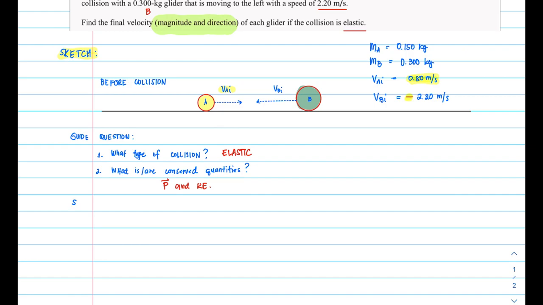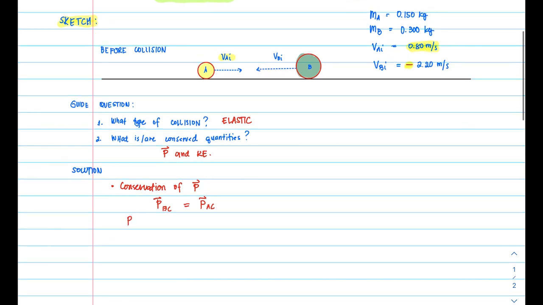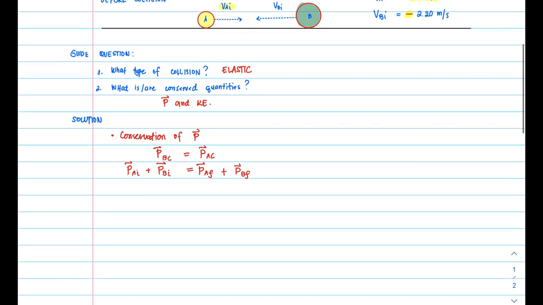So in order to solve this one, your solution should start with the conservation of momentum. From the conservation of momentum, we know that the momentum before collision must be equal to the momentum after collision. Before collision, this refers to the momentum of glider A initial, plus the momentum of glider B initial. And that should just be equal to the momentum of glider A final plus the momentum of glider B final.